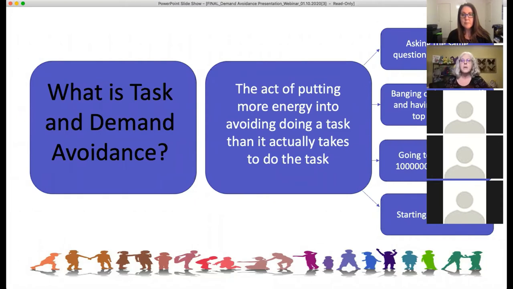So when task and demand avoidance becomes extreme, we're actually looking at a disorder called PDA.